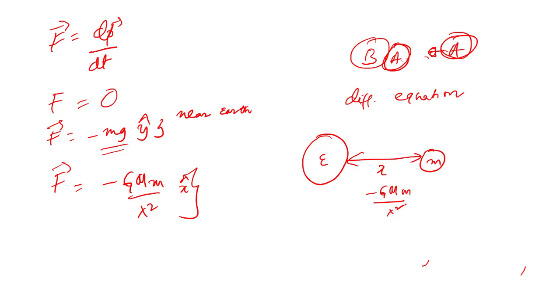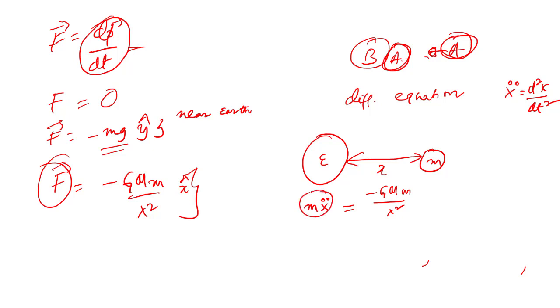And what Newton's laws are telling me is that this force is equal to dp by dt. So then I can write this as m x double dot. So x double dot means the double derivative of x with respect to time, right? So dp by dt is essentially m x double dot. So I have this differential equation that I set up, m x double dot is equal to minus G m m by x squared. The thing to note here is that you're not seeing time explicitly here, but notice that this x is a function of t.